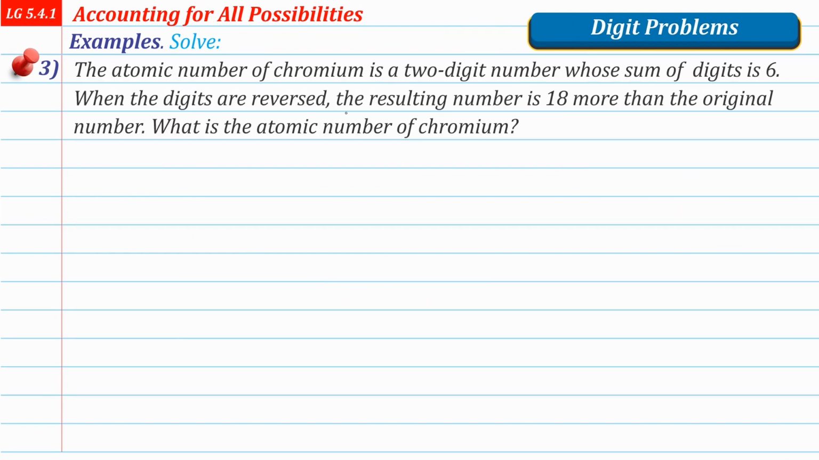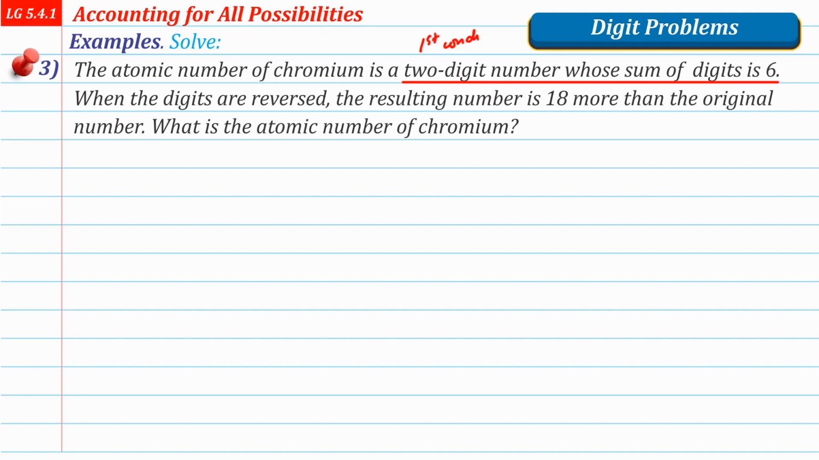Okay? Now, we're trying to answer example number 3. Please follow as I read. The atomic number of chromium is a 2-digit number. We are looking for a 2-digit number whose sum of digits is 6. Okay, we can set siguro ito as the first condition.